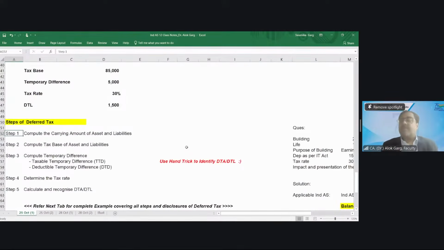Moving further, step number one is to compute the carrying amount, the book base of assets and liabilities as per the provisions of Ind AS. The second step is to compute the value of the asset and liability as per tax provisions. The third is to compute the temporary difference. Either it could be a taxable temporary difference or a deductible temporary difference. What is meant by taxable temporary difference and deductible temporary difference?